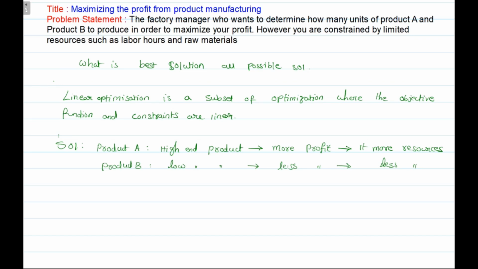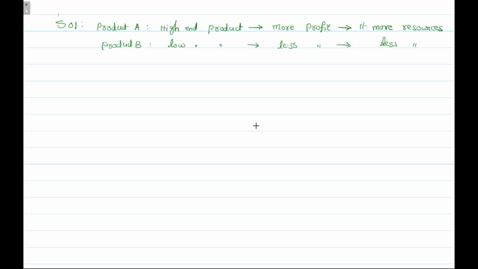Now come to the first parameter in optimization, the decision variables. So decision variables: let us take x1 as the number of units of product A to produce, and x2 as the number of units of product B to produce.